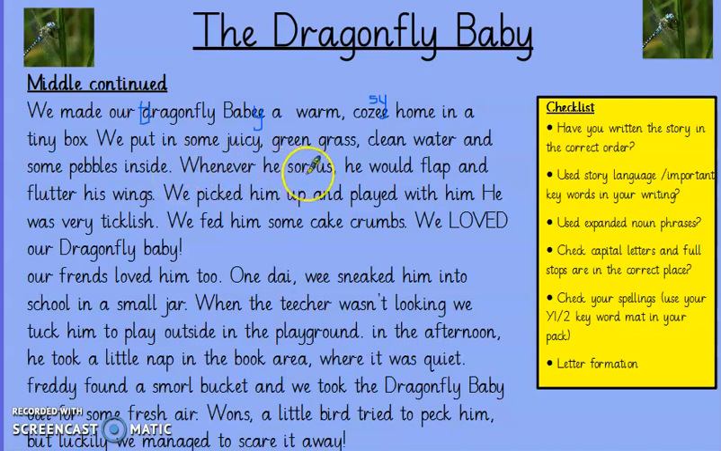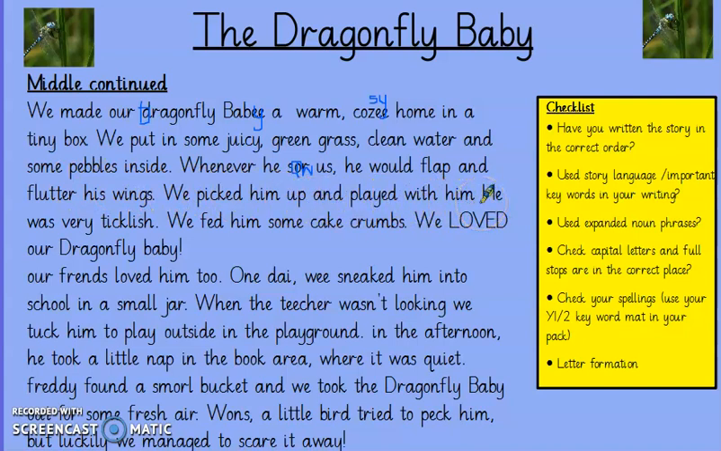Whenever he saw, that doesn't look right to me. I've got the phase 3 or here. I need the phase 5, which is the AW. So I'm going to change that a little bit. I don't know if you can see this properly or not. Blue pen's not too great. Whenever he saw us, he would flap and flutter his wings. We picked him up and played with him.